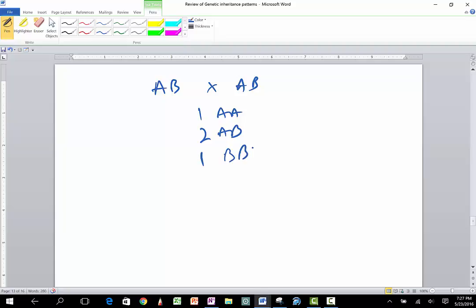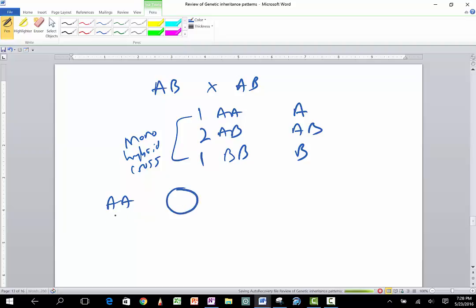So that's our genotypes. Blood type would be type A, type AB, type B. 1 to 2 to 1 means it's a monohybrid cross. But what's happening is with the AA guys, so these are blood cells.